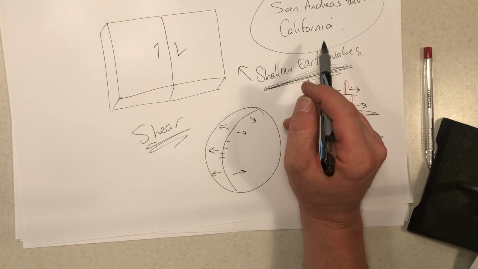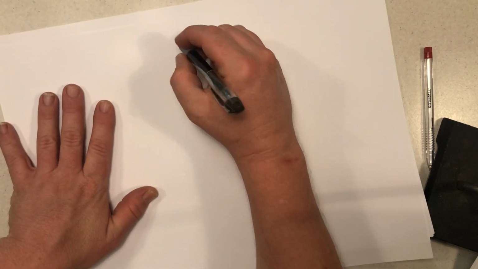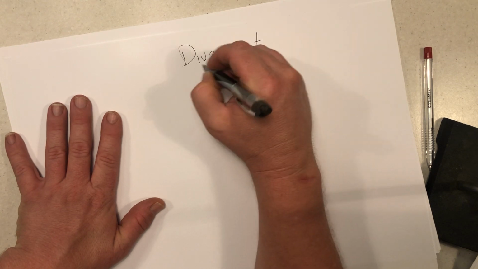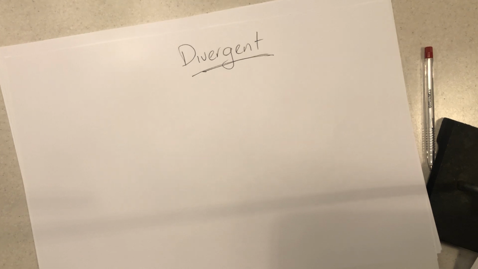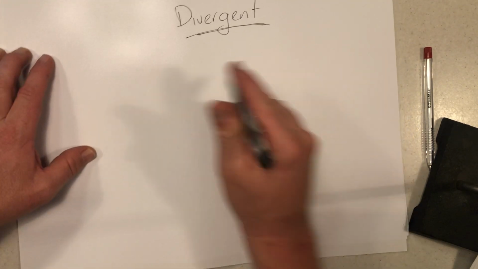Okay, let's go to our final plate boundary, and that is a divergent boundary. Divergent plate boundaries are fascinating. It's simply where the Earth opens up. Two plates move away from each other.